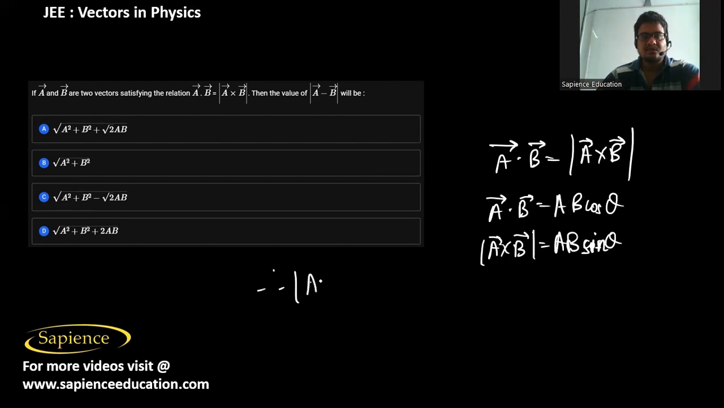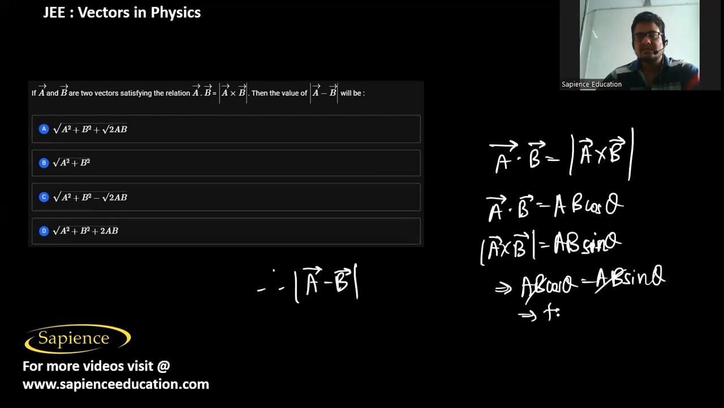So therefore these two are same, therefore I can say AB cos theta is equal to AB sin theta. So AB and AB I can cancel, then tan theta will be equal to 1, so it means that angle theta will be equal to 45 degrees. So the angle in between them is 45 degrees.